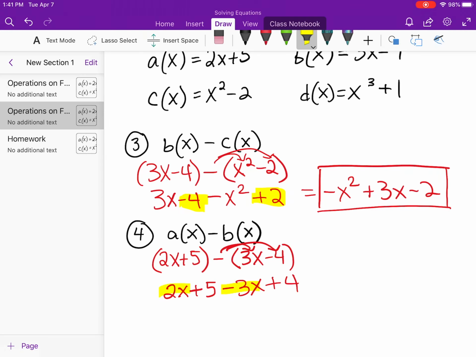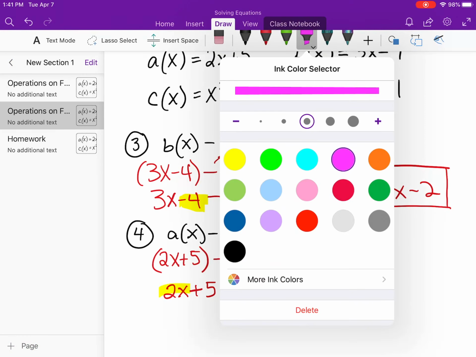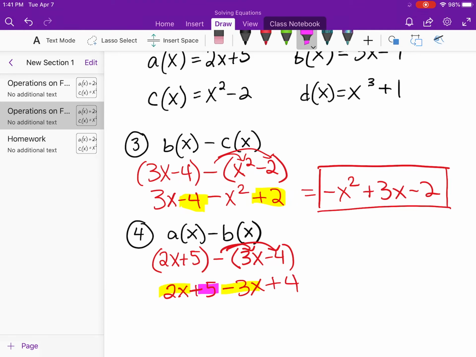2x minus 3x will combine. Let's do pink. And then 5, oh, that was a bad idea. Do blue again. 5 plus 4. 2x minus 3x would be negative 1x, so I can just put negative x. And then 5 plus 4 is 9. So negative x plus 9 is your answer. We're just going to be doing adding and subtracting today. Tomorrow I'll throw out some multiplying and dividing problems, most likely.